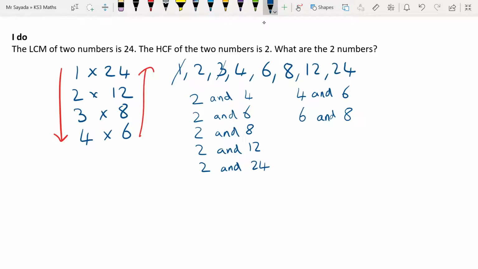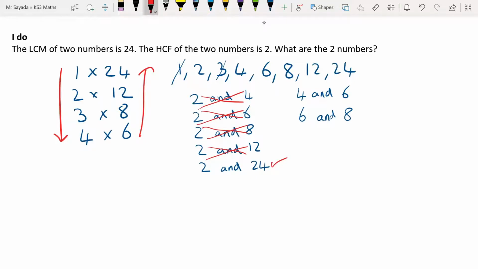2 and 4, the lowest common multiple would be 4. So it's not 2 and 4. 2 and 6, the lowest common multiple would be 6. So it's not 2 and 6. For 2 and 8, the lowest common multiple would be 8. 2 and 12, the lowest common multiple would be 12. And for 2 and 24, the lowest common multiple would be 24. So 2 and 24 could work.